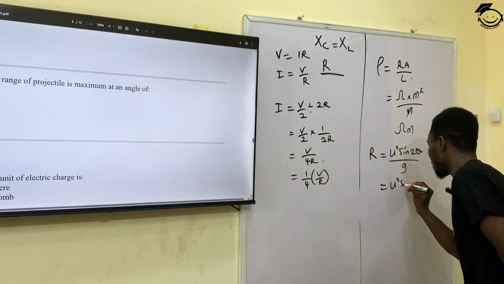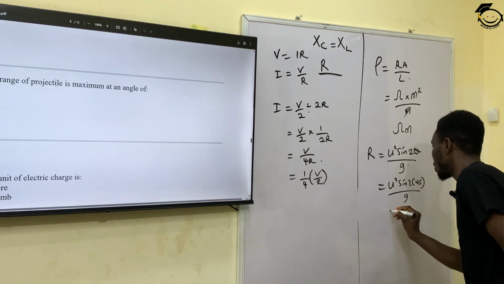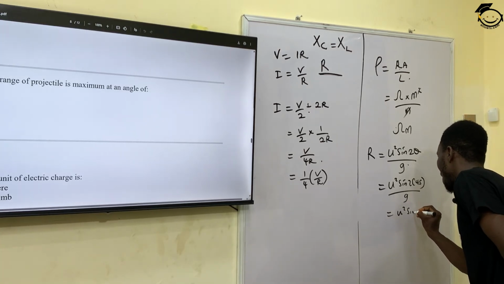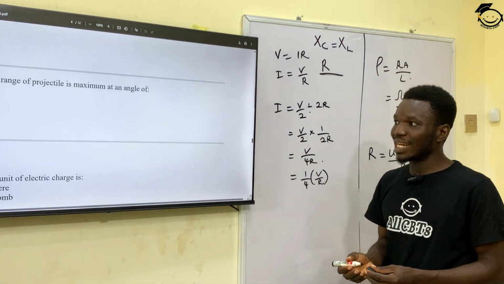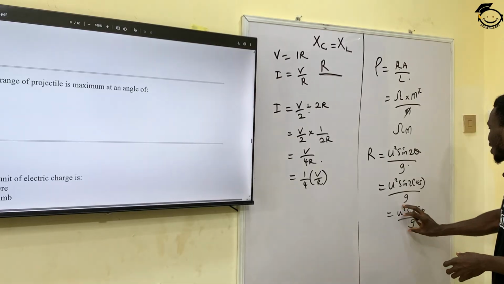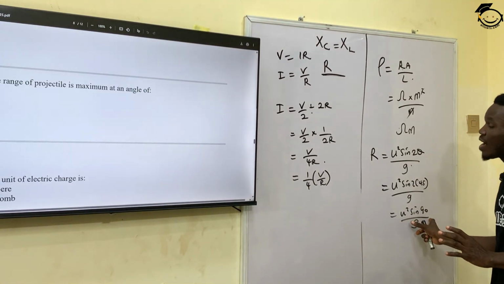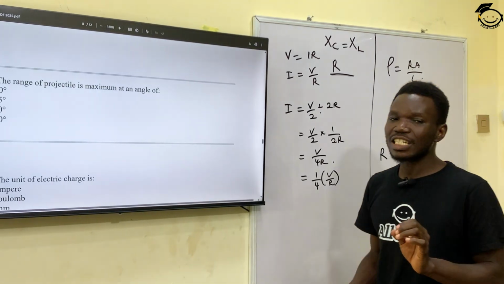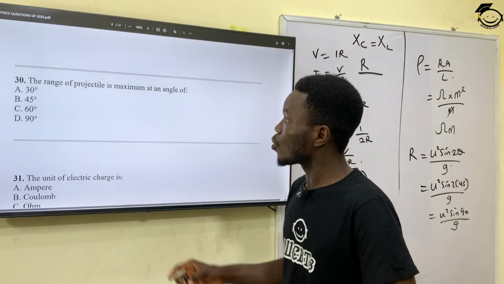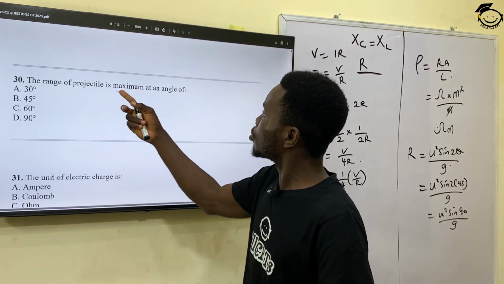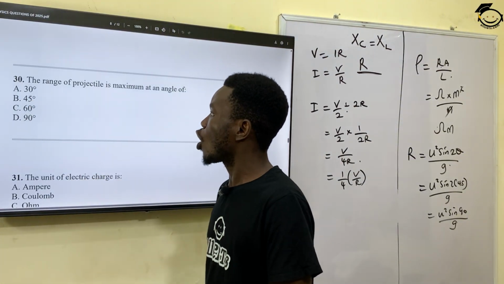u squared sine 2 open bracket 45 over g, which is same as saying I have u squared sine 90 over g, and sine 90 is 1. So at this point, everything here times 1 will give me the highest amount of range that I can possibly have, as sine 90 is the highest form that you can get any sine of angles to be in. So the range of projectile is maximum at an angle of 45, which is option B.